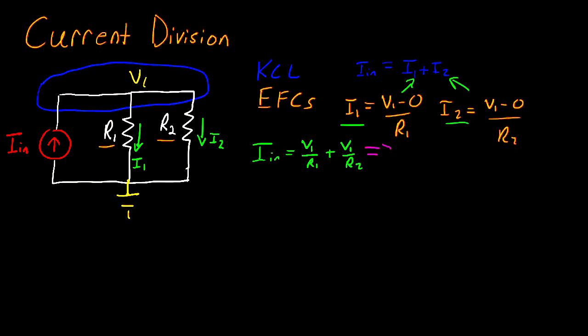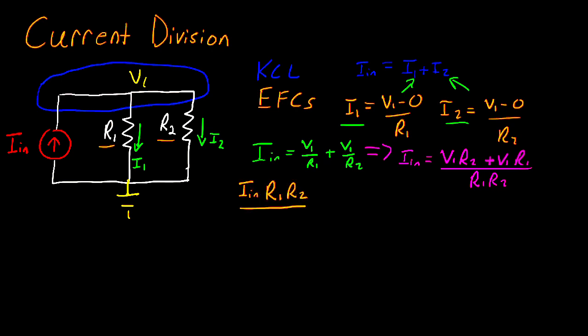So turning this into one fraction, we have that I in is equal to V1 R2 plus V1 R1, all over R1 R2. So now we can factor out our V1s and divide both sides by this big fraction. And that'll give us I in multiplied by R1 times R2 divided by R1 plus R2 is going to be equal to V1.